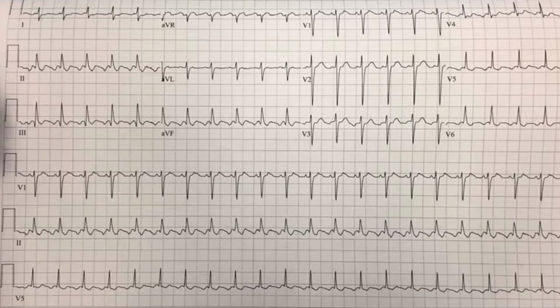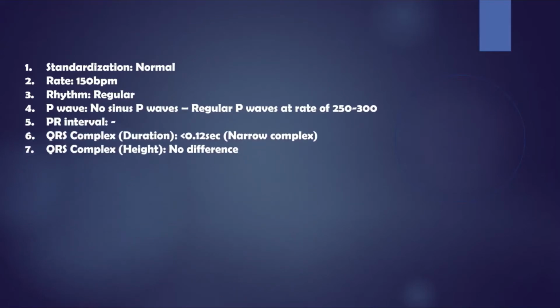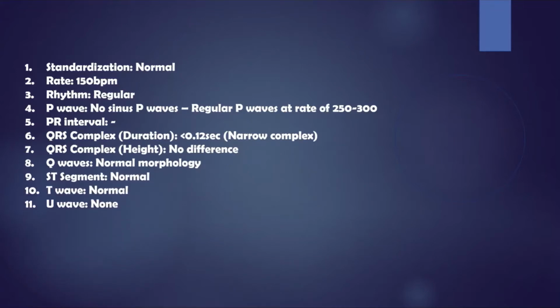the ECG. So this is a gentleman in his 60s who came in with palpitations. So normal standardization, 150 rate, regular, no P waves, but you can see that the P waves in V1 were running at a rate of 250 to 300 beats. It was a narrow complex.